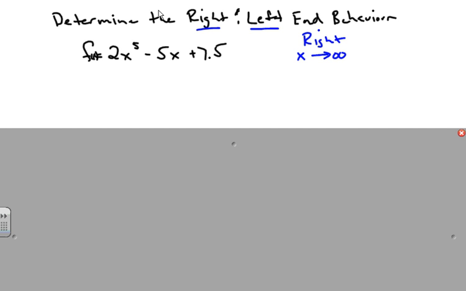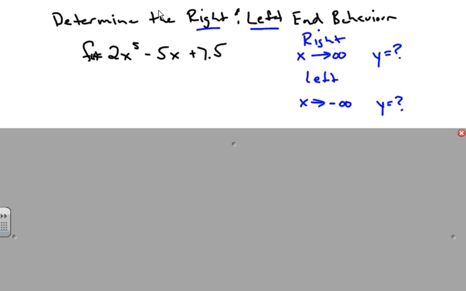What are the y values approaching as x goes to infinity? When you talk about left end behavior, we're talking about what happens to the y values as x goes to negative infinity. Now, for different functions, their end behaviors do different things. With polynomials, it's pretty straightforward.